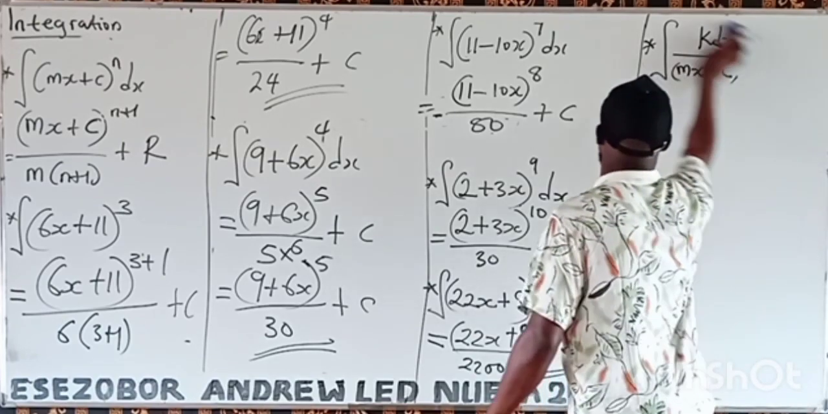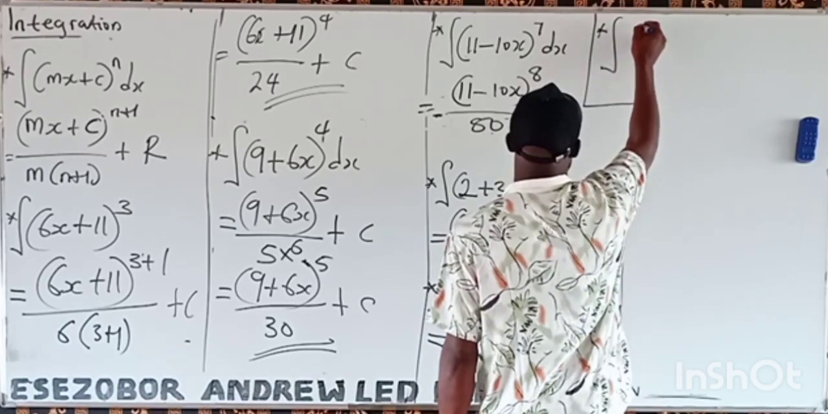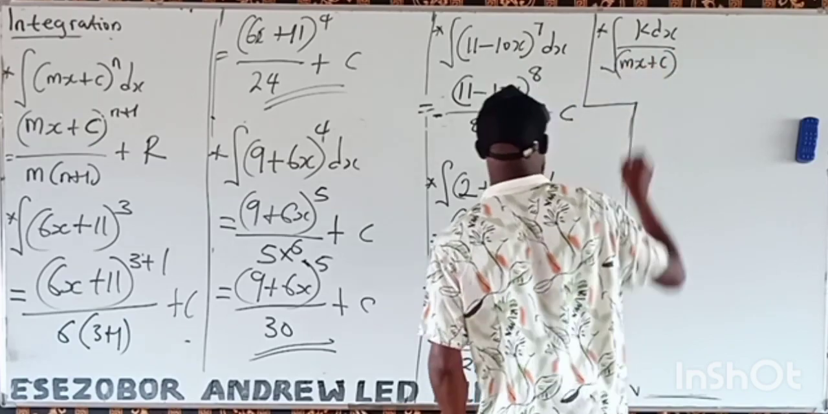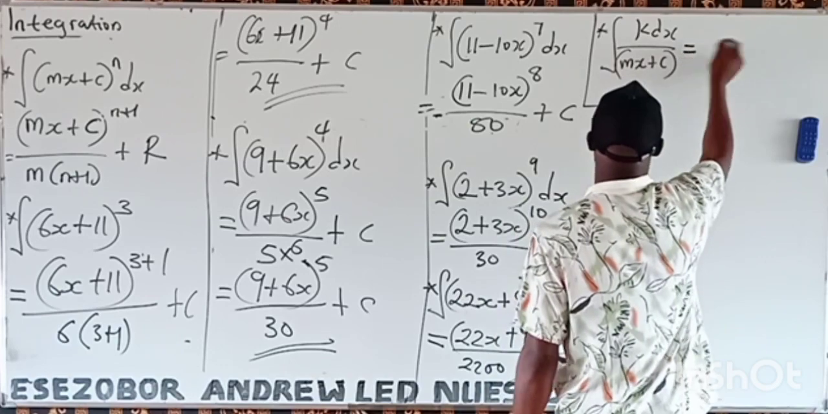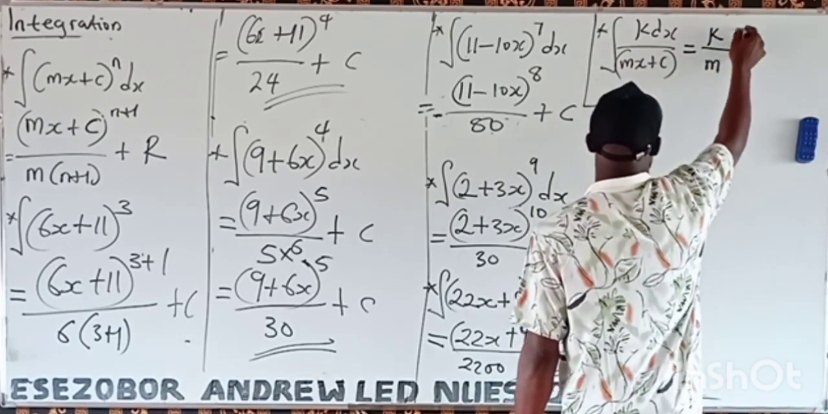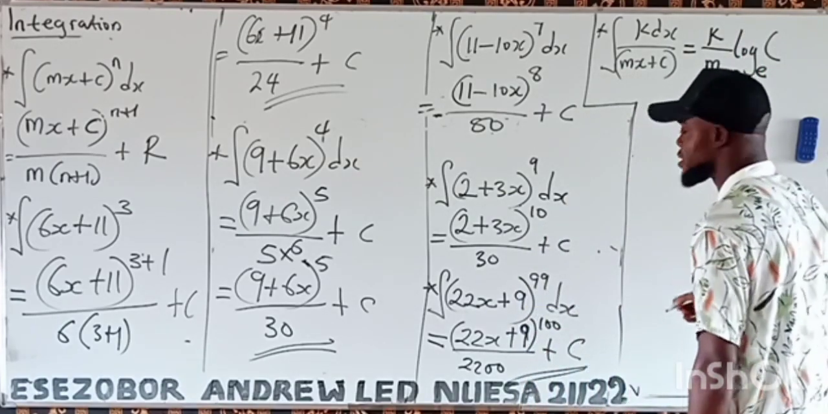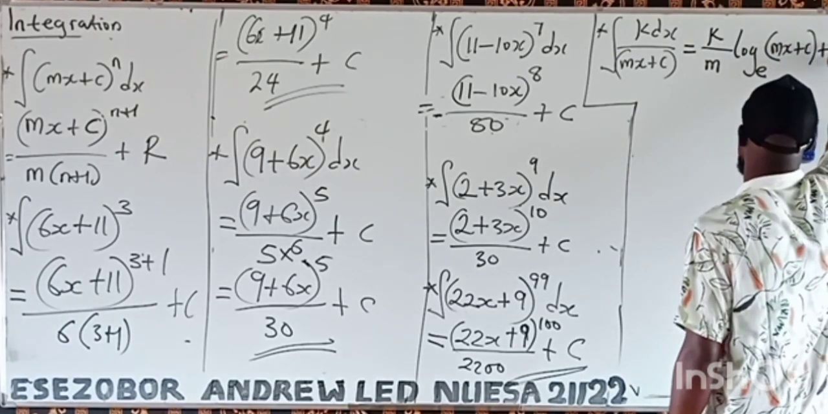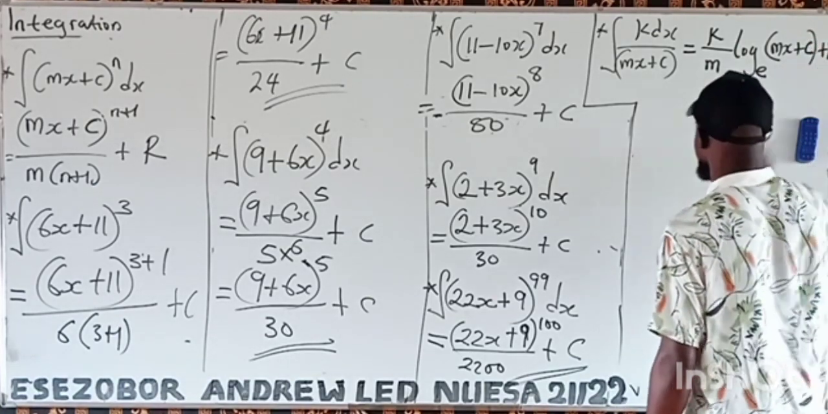This space will not be enough, so let me write it this way. We have k dx over ms plus c. That's what I have now. Then this gives us k over the coefficient of s, which is m, then log e of the base, which is ms plus c, then plus the integration constant. Let me put r, because this already has c, plus the integration constant.